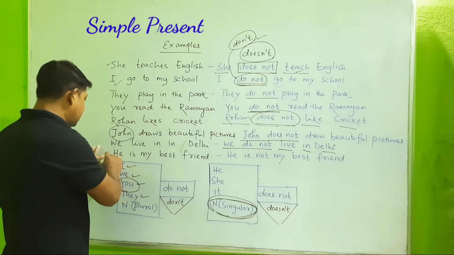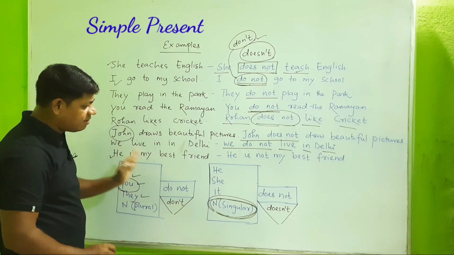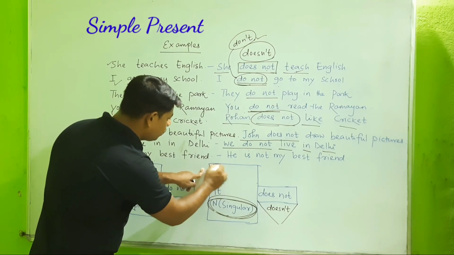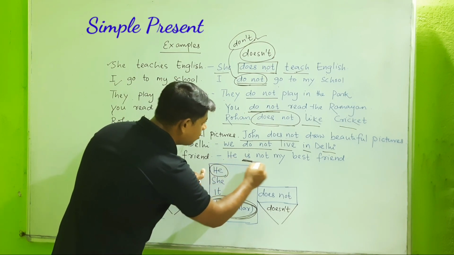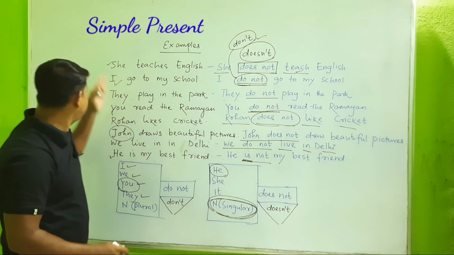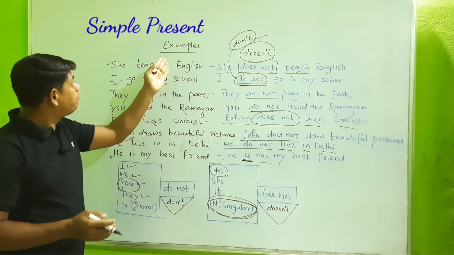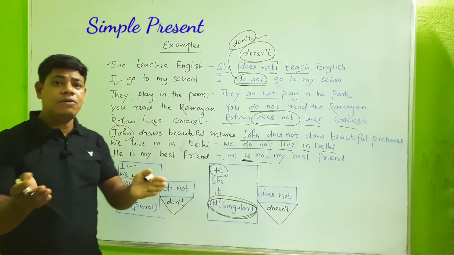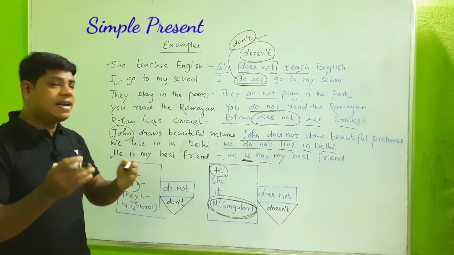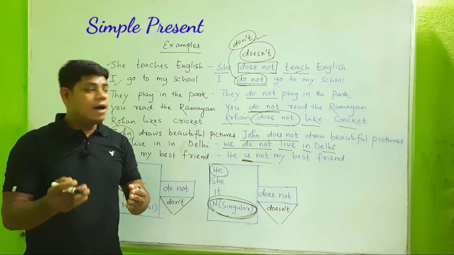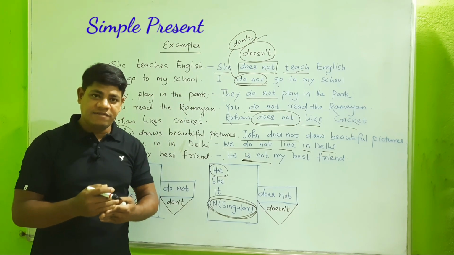Then comes he is my best friend. He is my best friend. He means it is singular. So "is" will be used there. He is not my best friend. So these are the examples that I have given for the simple present sentence, how this sentence can be converted into a negative sentence. Then we shall discuss briefly about the present progressive tense.